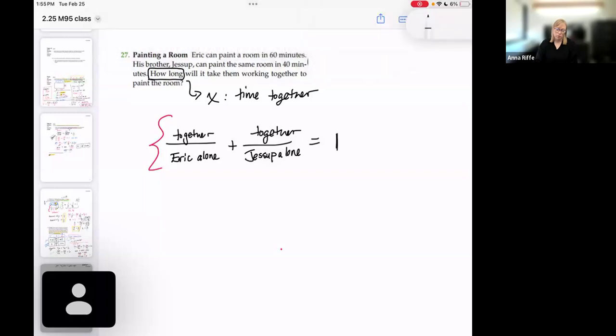Now let's fill in the numbers that we know. We said that x is their time working together, so x will go on top here. We are told that Eric can paint the room in 60 minutes. Since x represents their time working together, x is involved twice here. We are told that Jessup can paint the room in 40 minutes. And that's equal to 1 still.